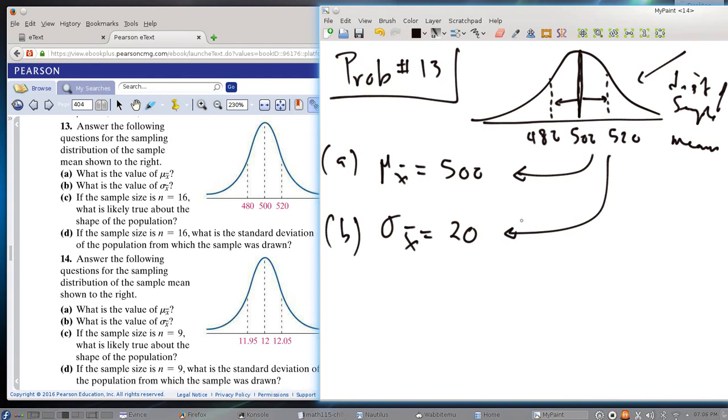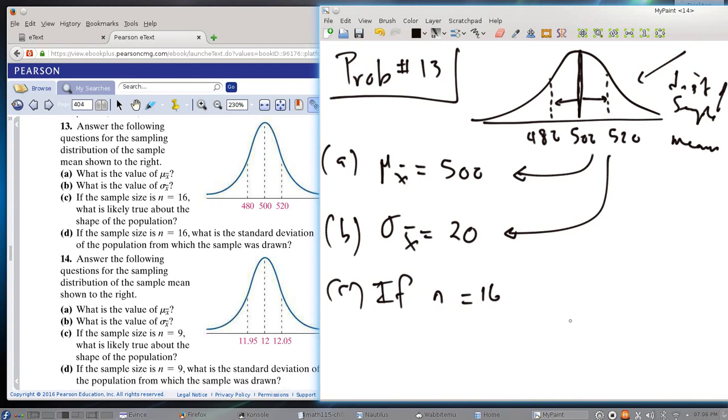C, if the sample size is n equals 16, what is likely true about the shape of the population? Remember those two keys that I mentioned earlier? You can go back to the previous discussion a couple of slides earlier in this video to refresh your memory if you did not catch it.